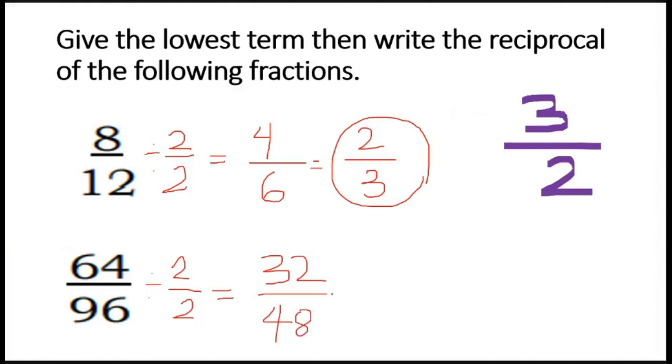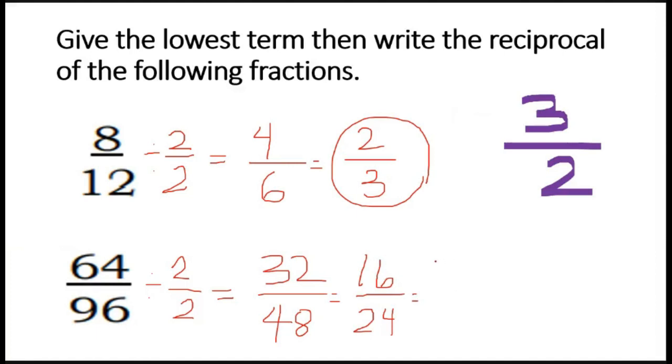Diba? Yan. So, 32 over 40. Both even ulit. So, we can divide both sides by 2. 32 divided by 2 is 16. And then 48 divided by 2 is 24. Even number pa din sila. So, pwede natin i-divide ulit kay 2.